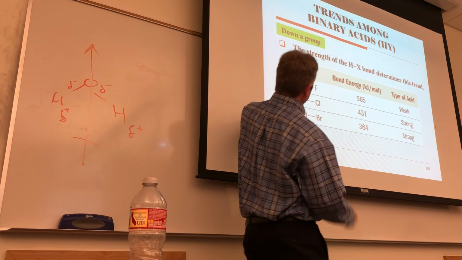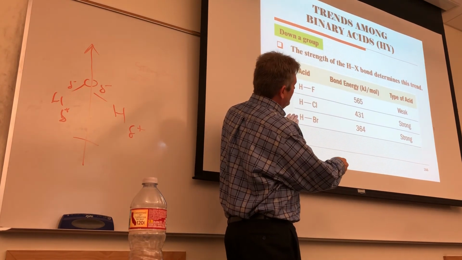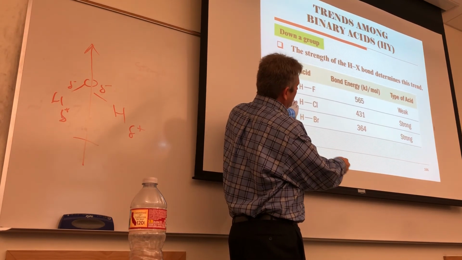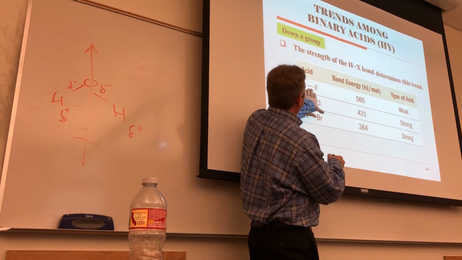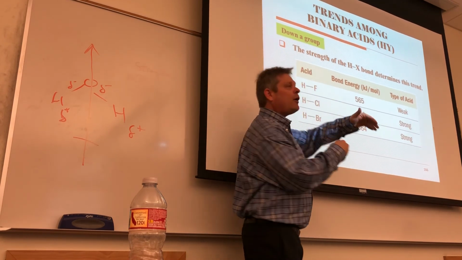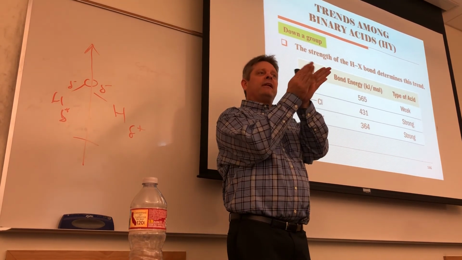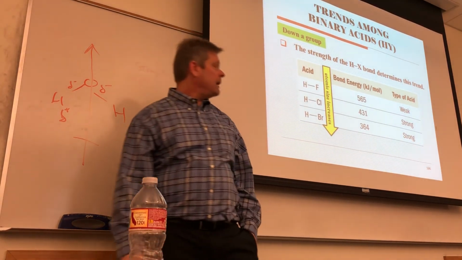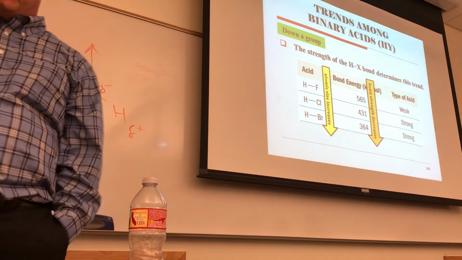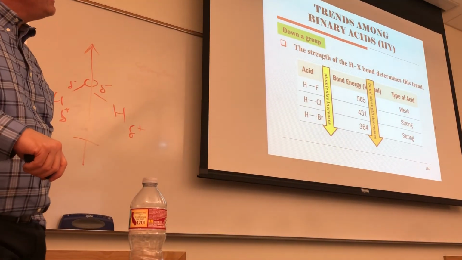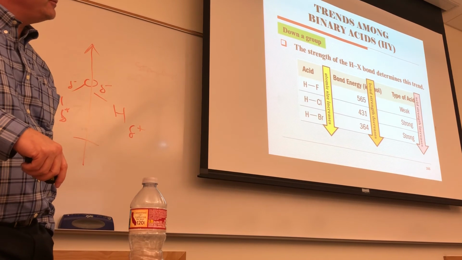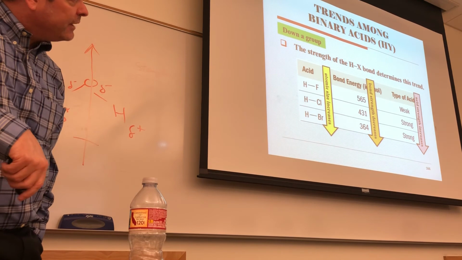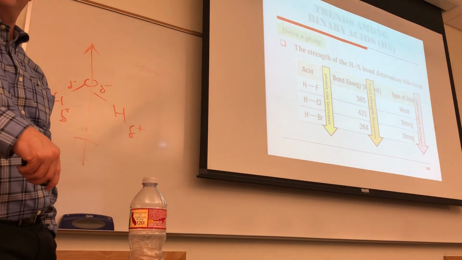So here I have HF, HCl, HBr. Bond energy is this versus this versus this. Type of acid: weak, strong, strong. What they're claiming here is that the closeness of the HF bond is greater than the difference in electronegativity, creating a weakness for this one, and these are stronger. So the atomic size increases, and the strength of the acid increases, the bond strength decreases. Bond strength decreases, acid strength increases, just because of the size. No big deal.